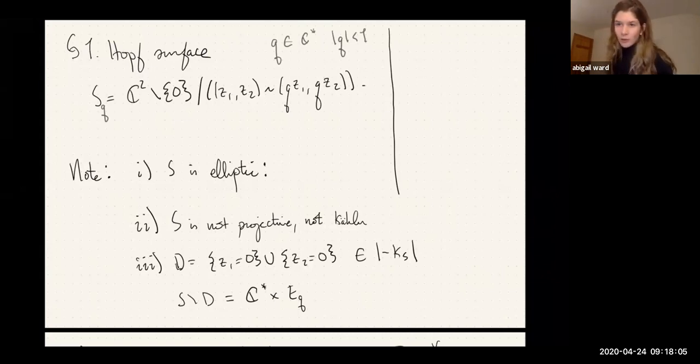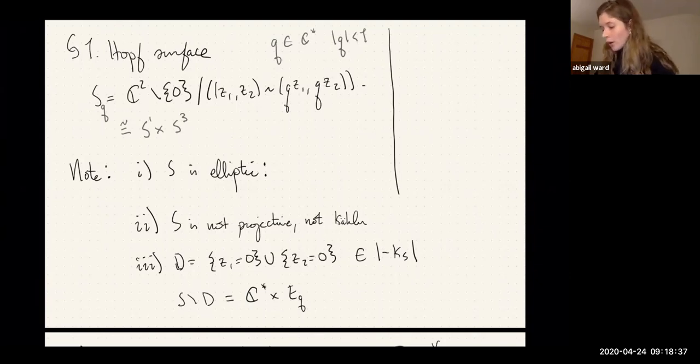You can check for yourself that if the norm of Q is 1, then you could have very weird topology here. But if the norm of Q is less than 1, then Z acts freely on this punctured C2. And if you take the quotient by that action, you get something which is diffeomorphic to S1 times S3. So some properties of this surface I'm going to use.